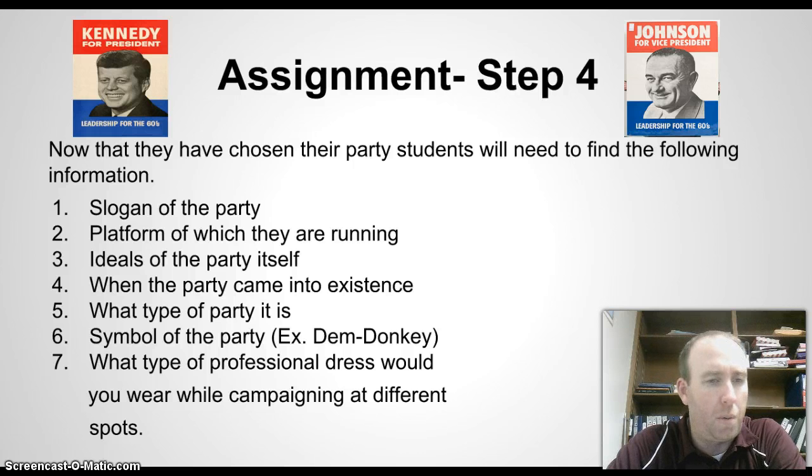Number 2, in your commercial, you need to tell me the platform on which you are running for political office. Make sure it matches the platform of your minor party.